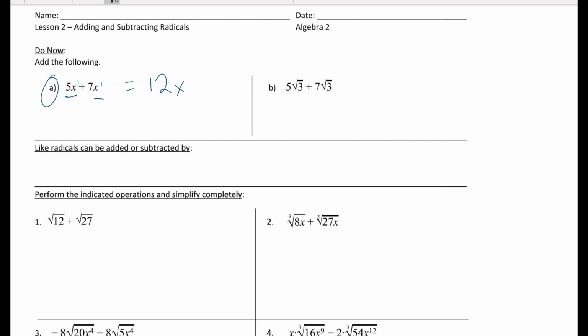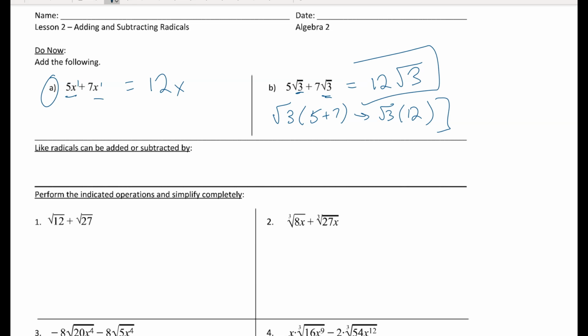Think about 5 radical 3's plus 7 radical 3's. Together that makes 12 radical 3's. Now, one of the algebraic arguments behind that is that I could factor out a radical 3 from both of them, be left with 5 plus 7, and then those are like terms I can combine. So it's radical 3 times 12. Don't stress too much about that. The goal here is to recognize that when you have these same radicals, you can combine them into one term.